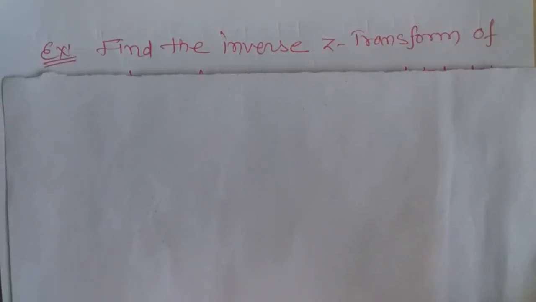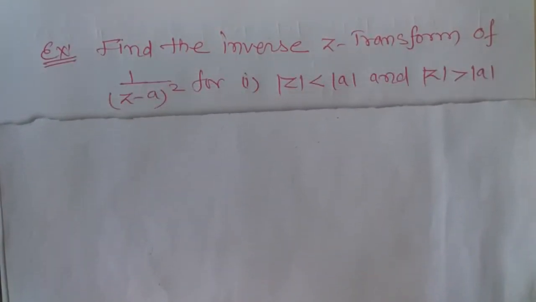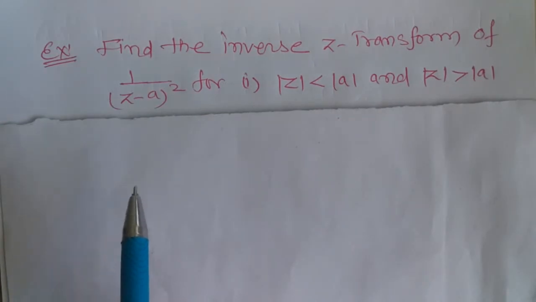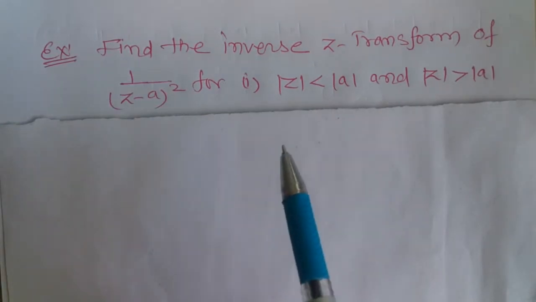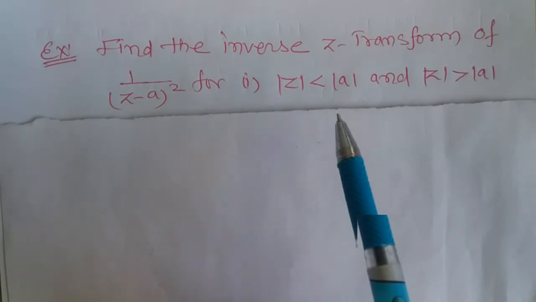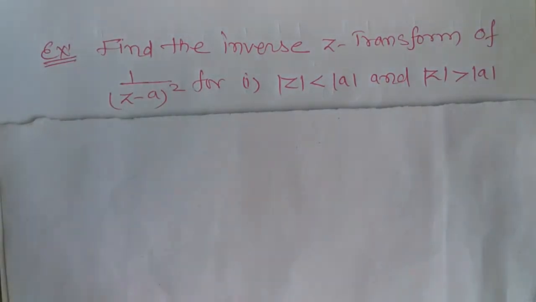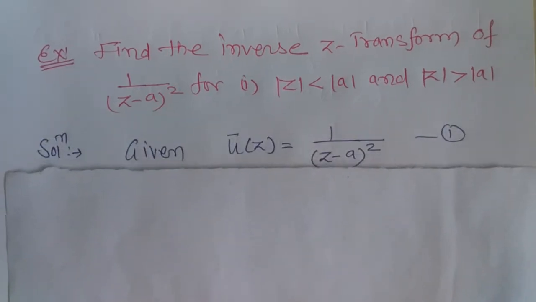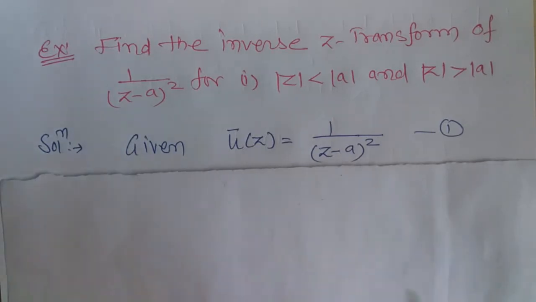Next example is, find the inverse z transform of 1 upon (z minus a) whole square for mod z less than mod a and for mod z greater than mod a. So we have two regions of convergence and we have to find the inverse z transform of 1 upon (z minus a) whole square. So given u bar z is 1 upon (z minus a) whole square.